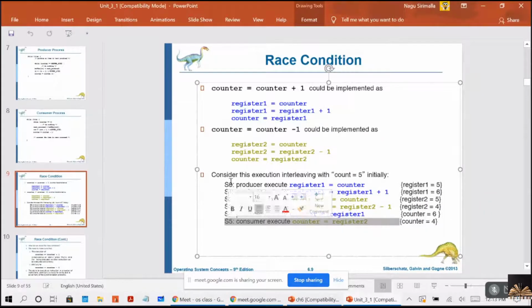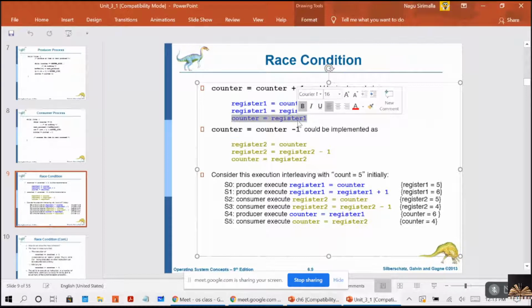See, I am telling the sequence here: S0, S1, S2, S3, S4, S5. This is the sequence, right? They were executed in the order S0, S1 first, then S2, S3 were executed later. Then this one executed as the 5th instruction and this was executed as the 6th instruction.